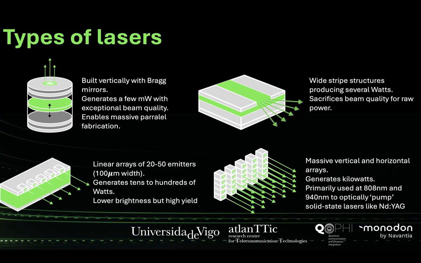Next are wide stripe lasers. These sacrifice beam quality in exchange for raw optical power. Then we move into laser bars and arrays. These combine many emitters together and can generate tens or even hundreds of watts. Finally, at the highest scale, we have the stacked laser arrays capable of producing kilowatts of optical power.